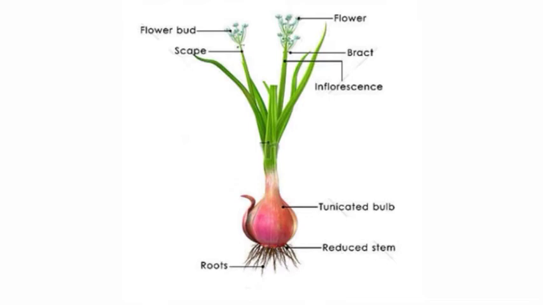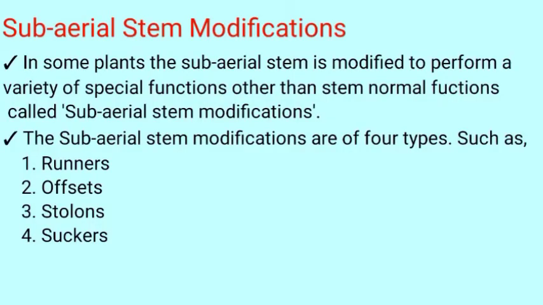Here, the bulb does not store any food material. The third type, subaerial stem modifications. In some plants, the subaerial stem is modified to perform a variety of special functions other than the stem's normal functions, called subaerial stem modifications. The subaerial stem modifications are also of four types, such as runners, offsets, stolons, and suckers.